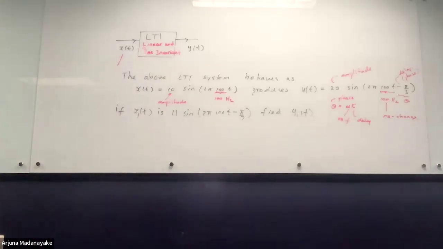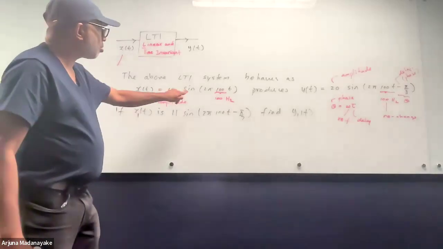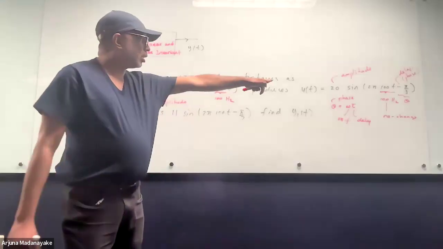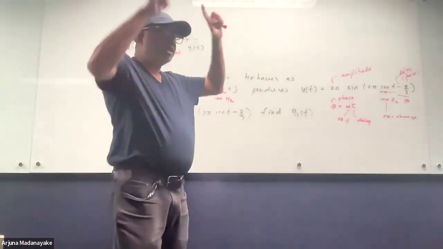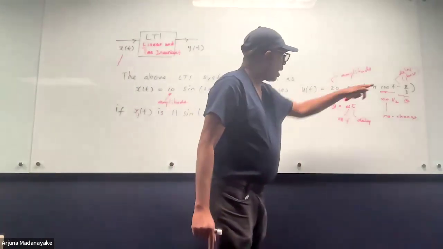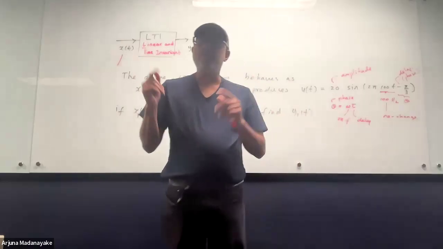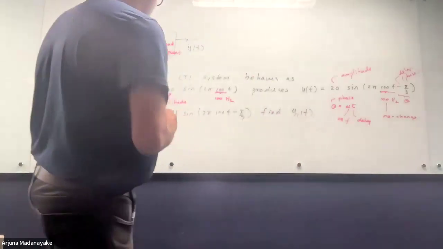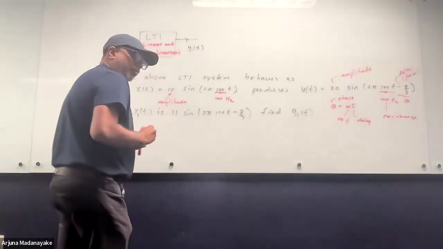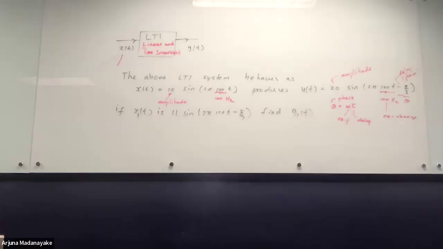So to find the output for the new input x1 of t is very easy. You just plug into the formula. So we know that when the input is simply 10 times sine 2 pi 100t, the thing produces twice the size. So gain is 2, right? And 2 pi 100 minus pi by 3 time delay. So what is y? I can write y of t by inspection. There's nothing to do. There's no math to do.